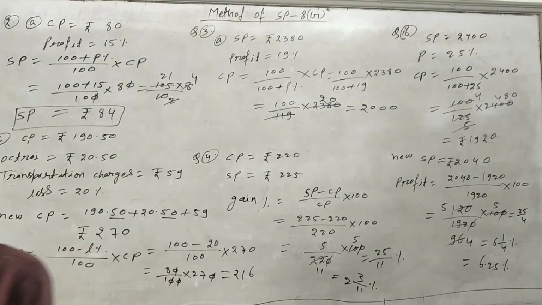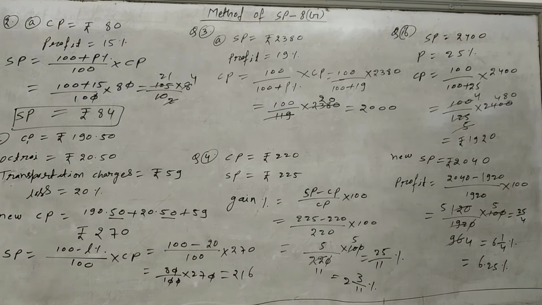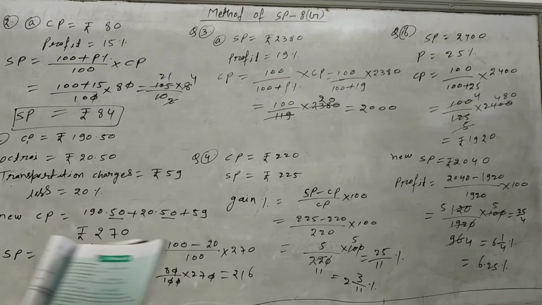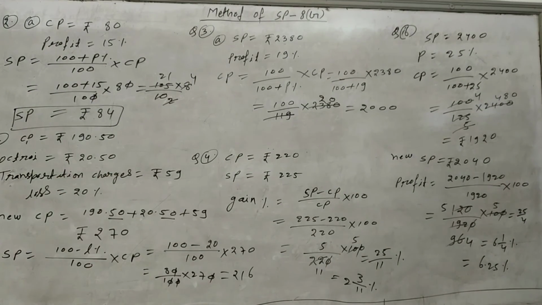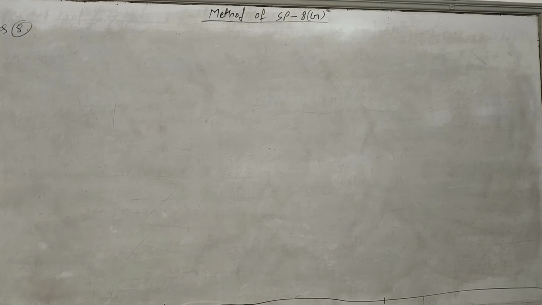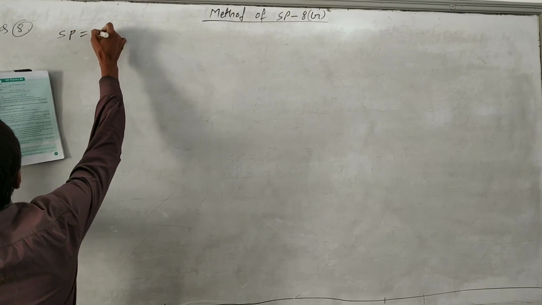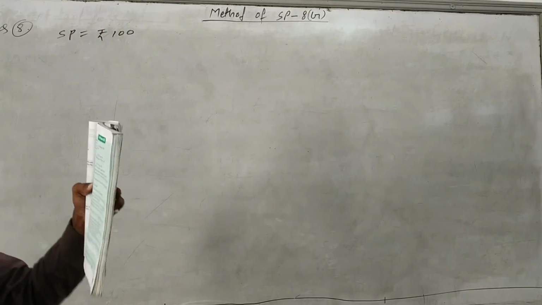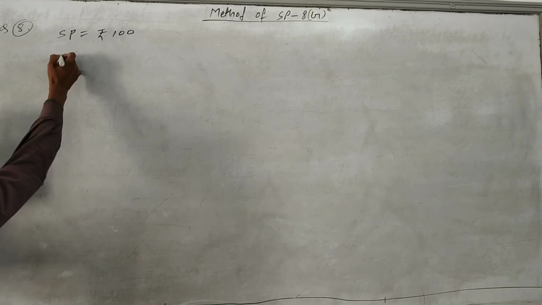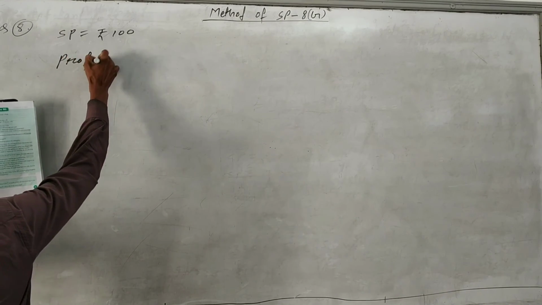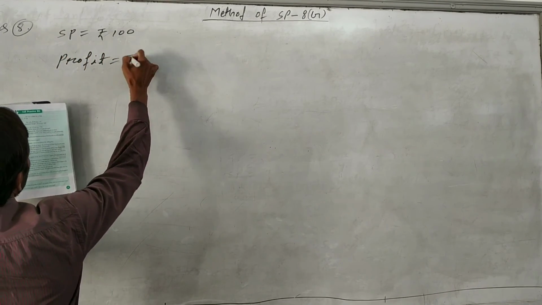Now we will do question number 8. All of you read question number 8. What is given in that? Here, by selling an article for 100 rupees, a man gains rupees 15. Find his gain percentage. So we will find gain percentage again. In question number 8, SP is given as 100 rupees and profit is given, profit is equal to rupees 15.